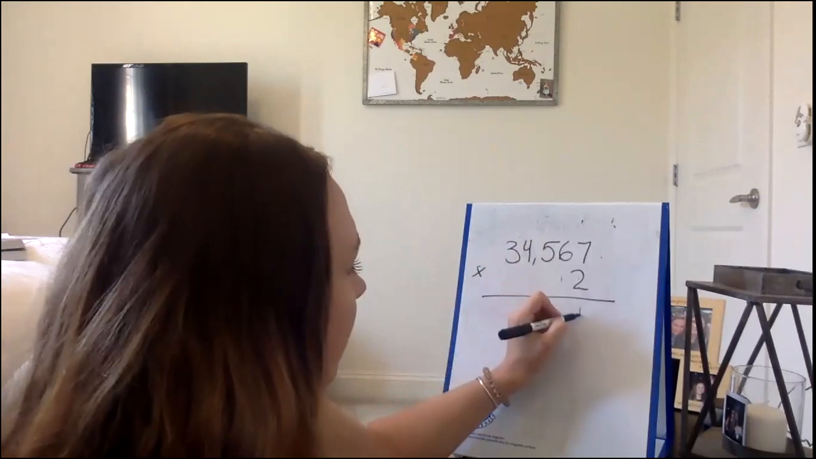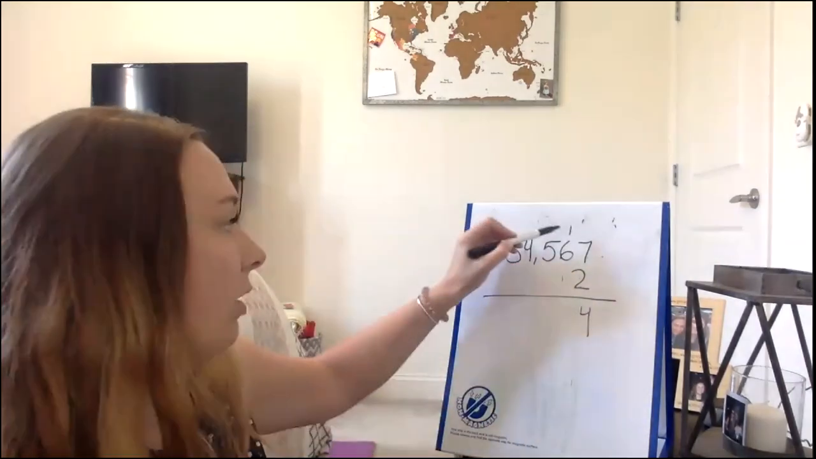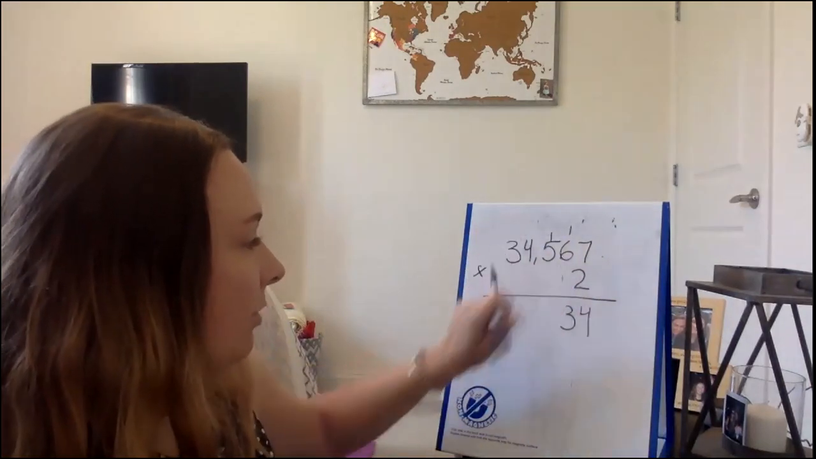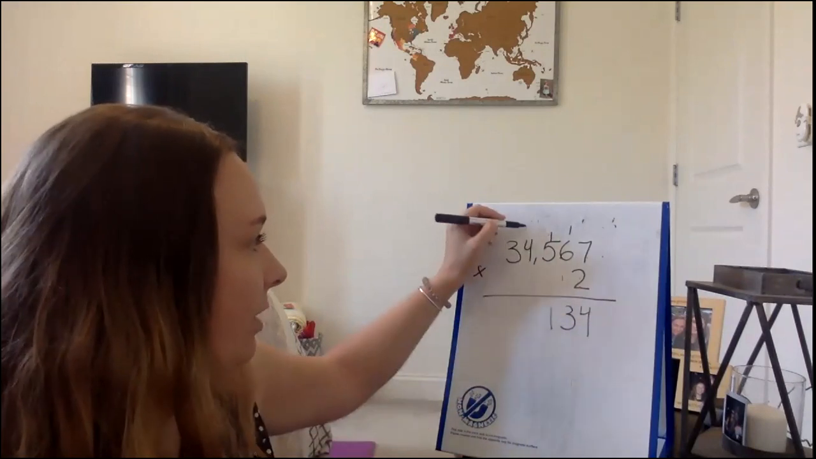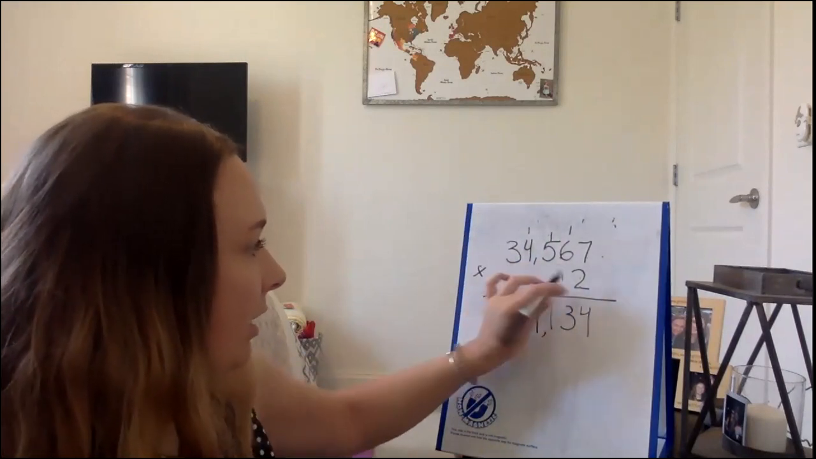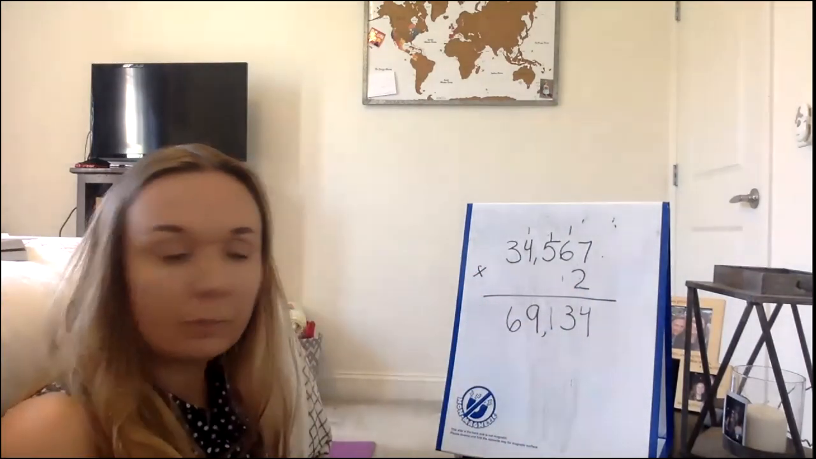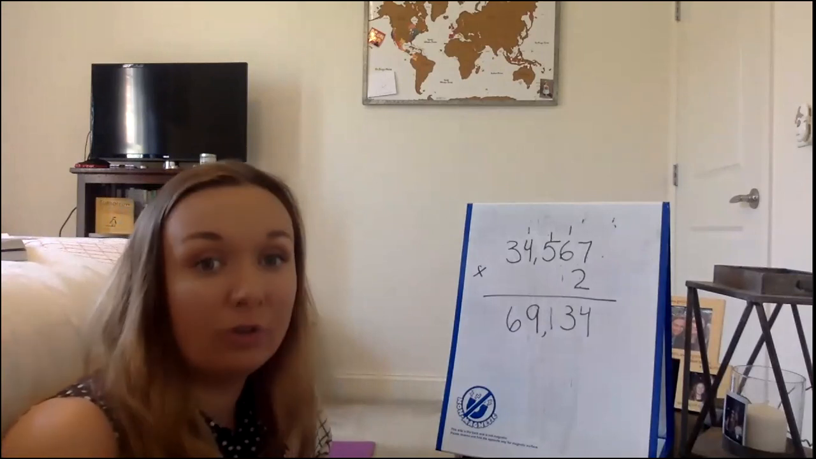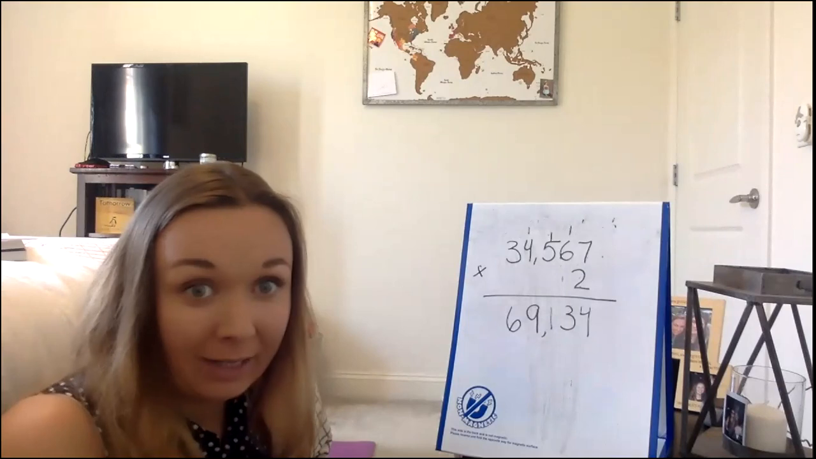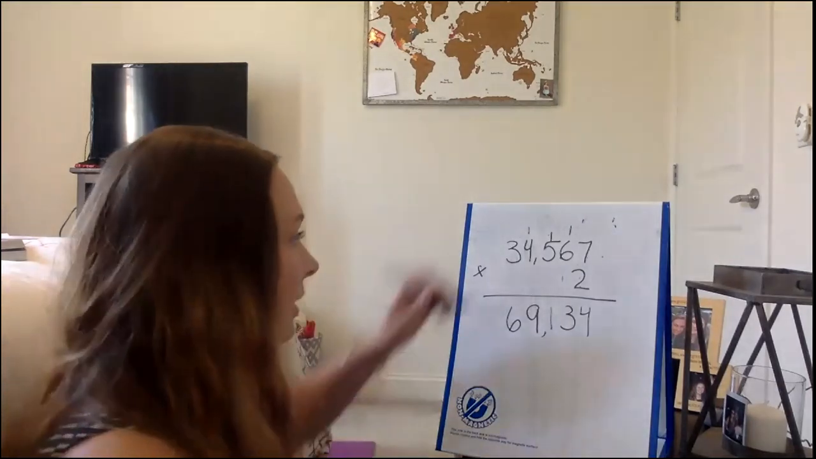7 times 2 is 14. 2 times 6 is 12, plus 1 is 13. 2 times 5 is 10, plus 1 is 11. 2 times 4 is 8, plus 1 is 9. 2 times 3 is 6. So Mr. Cullen solved 69,134 math problems last year. Give yourselves a check if you had it. As always, go through and look for your mistake if you did not.